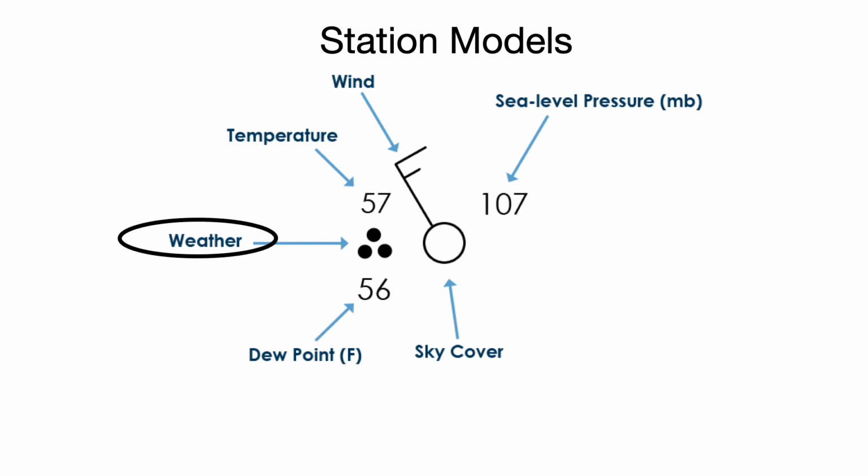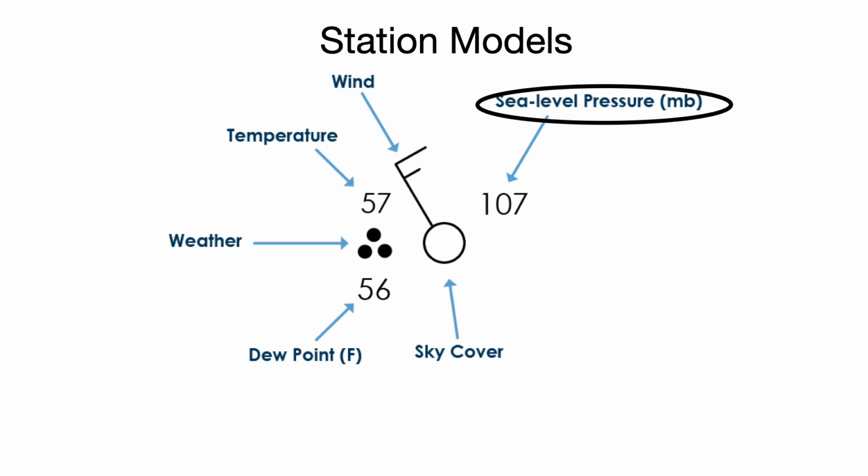Next, we have the current weather. There may be a symbol that's shown in between the temperature and the dew point numbers, and that's going to represent whatever current weather is going on. There are several different symbols that I'm going to show you in a little bit. If there is nothing shown, then there would be no current weather happening at that moment.